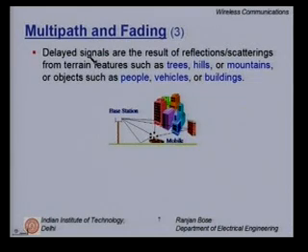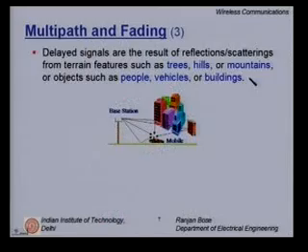Now, delayed signals are the result of reflections or scatterings from terrain features such as trees, hills, mountains, or objects such as people, vehicles, and buildings. Please note that all these form your environment. Of these, trees, hills, mountains, and buildings do not move by themselves, whereas people and vehicles do. So your environment is changing all the time. And since all these cause reflections, what you receive here is a faded signal thanks to all of these factors.